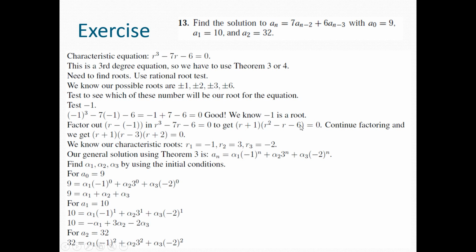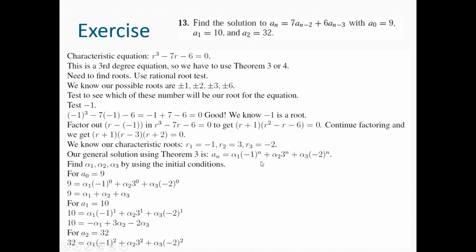So one of the roots is r = -1. To find the other roots, we solve r^2 - r - 6 = 0. By solving this quadratic part, we get the roots 3 and -2. So we have three roots, -1, 3 and -2, which are three distinct real roots. So a_n = alpha_1 (-1)^n + alpha_2 3^n + alpha_3 (-2)^n.